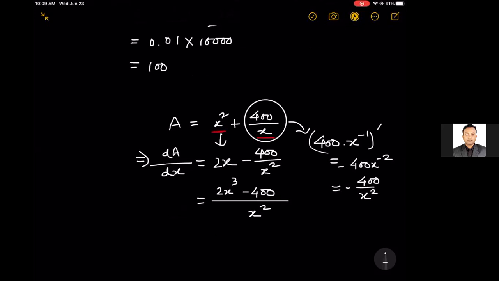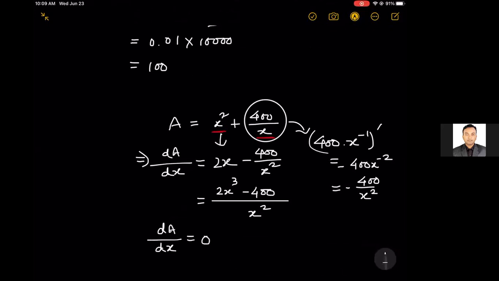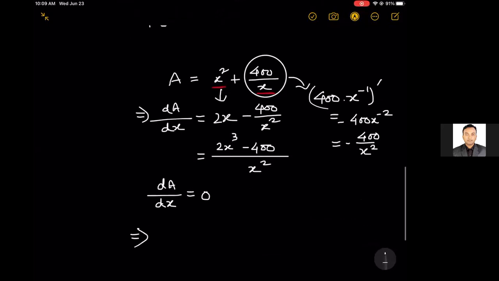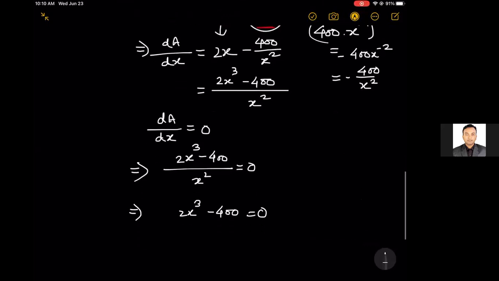We should set this to 0, right? For finding minima or maxima, we set the first derivative to 0 first, right? And then calculate the values. So 2x cubed minus 400 over x squared is 0. So obviously the numerator will be 0. When a fraction is 0, the numerator is definitely 0. If we solve it for x, it's all algebra though, no calculus here.